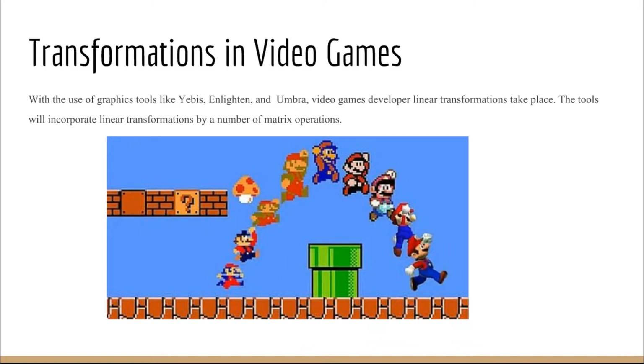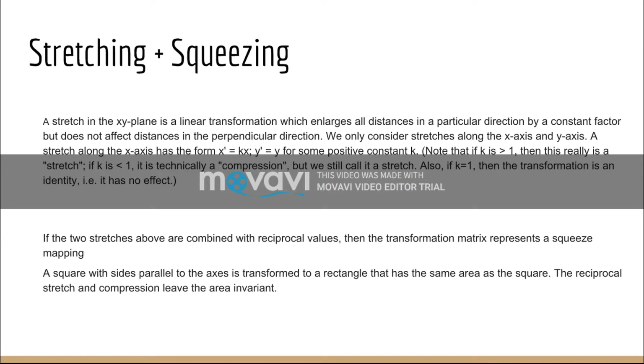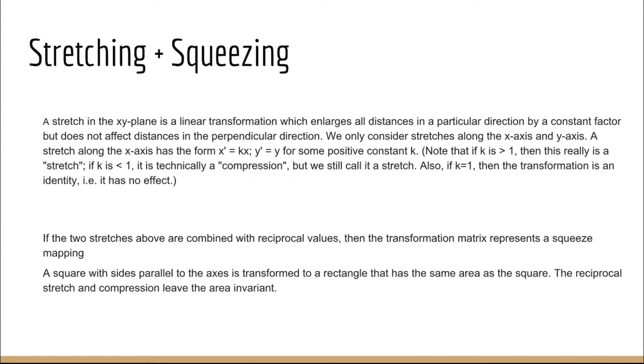Matrices are used in the contemporary video game industry to allow us to compute the requisite linear transformations that allow the graphics to be displayed in a consistent format. A stretch in the xy plane is a linear transformation which enlarges all distances in a particular direction by a constant factor, but does not affect the distances in the perpendicular direction.